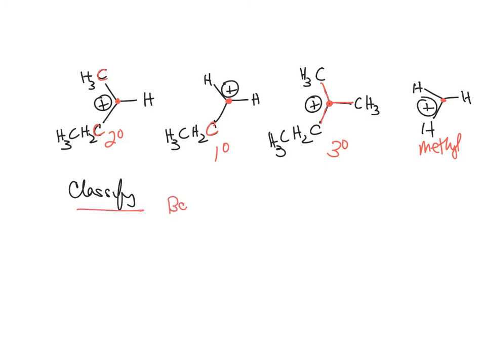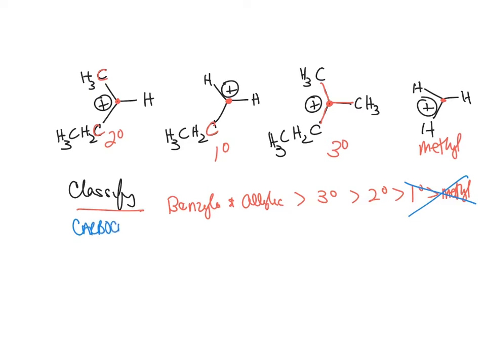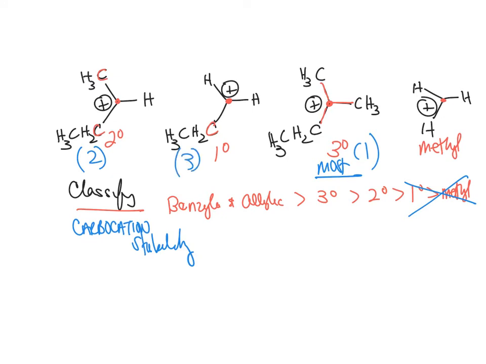So I told you this, and you need to know this. Benzylic and allylic are actually more stable than tertiary, secondary, primary, and methyl. And I've even told you that methyl and primary won't even form. Okay, these are your carbocation stability. So what's the most stable? Did you say that's number 1? And then secondary would be number 2, primary would be 3, and then methyl would be the least.